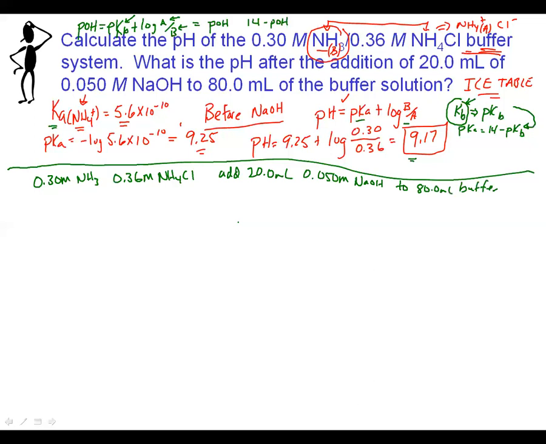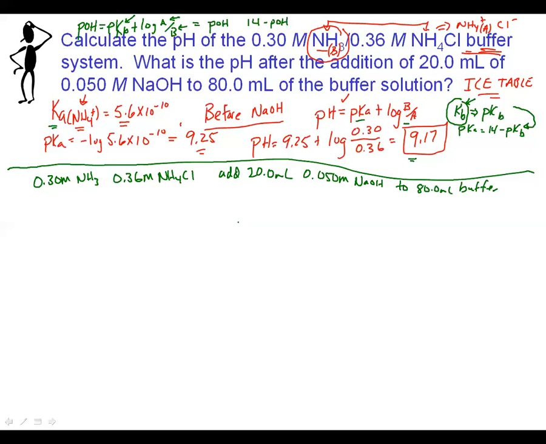So we have a buffer. We're going to add the strong base in this case to it. So we do need an ice table. And again, really the purpose of the ice table is to figure out how your buffer is changing when you add your sodium hydroxide to it.